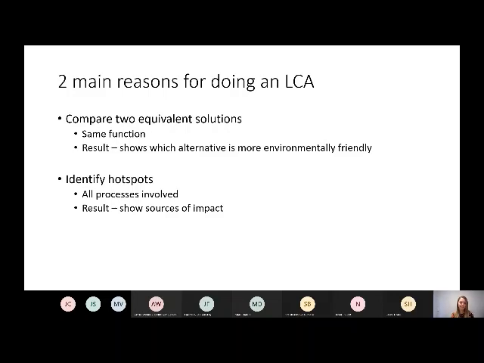Now, as you can imagine, I do not have access to the bill of materials of Facebook data center, which is why today we will spend this time looking into the other purpose of doing an LCA, and that is to identify hotspots. This means that we look at all the processes involved and we trace the impact in specific materials or energy uses within these processes. And the reason for that is so we can improve the environmental impact.